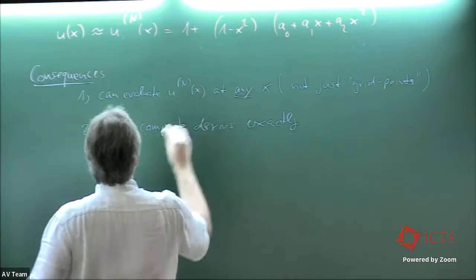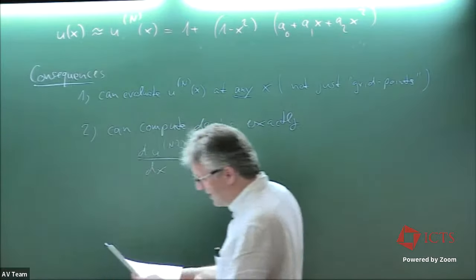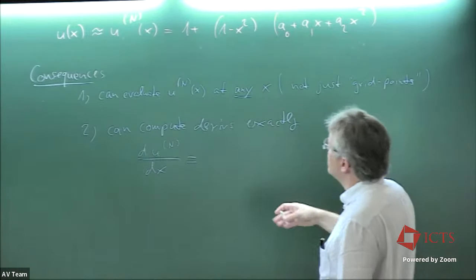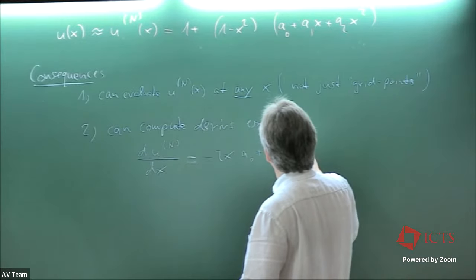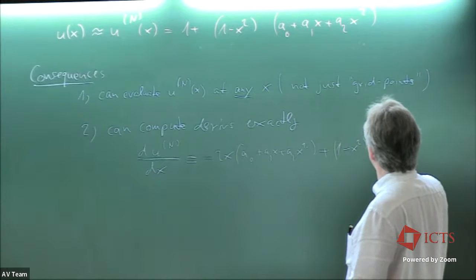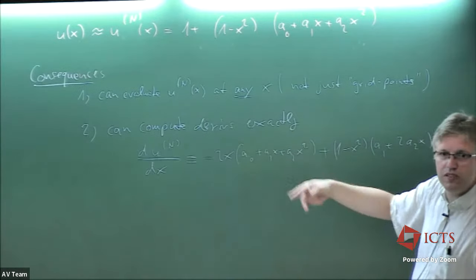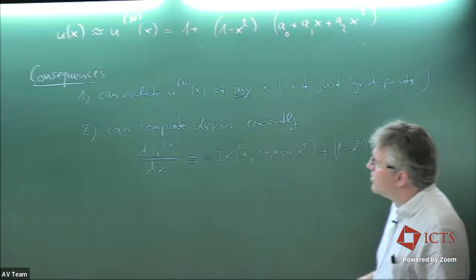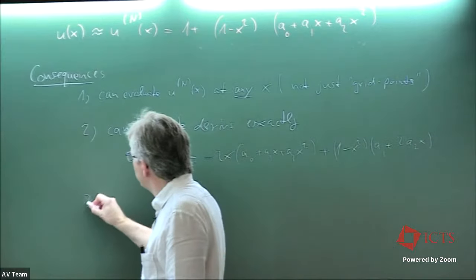So we can take our function here and we can compute dun dx. And it is something. This one I can even do by hand. It's a minus 2x, a0 plus a1x plus a2x squared, plus 1 minus x squared a1 plus 2 a2x. So you can do this. You can also compute second derivatives and go on so forth. These are the two really important things. And then you can also compute the residual.